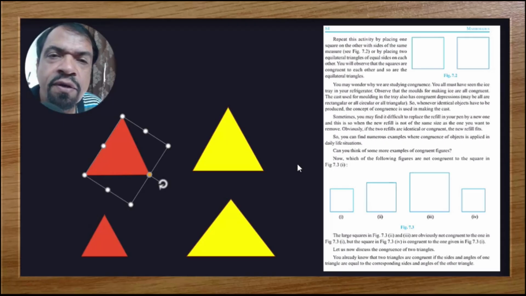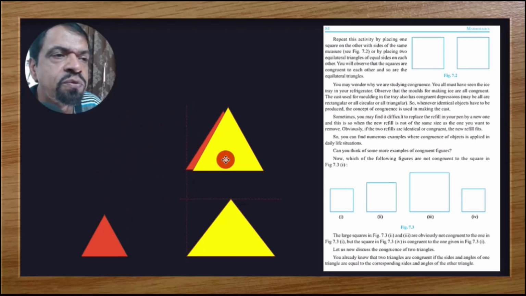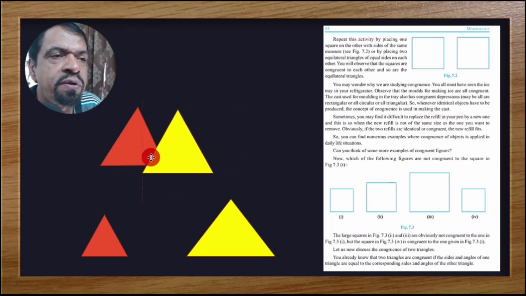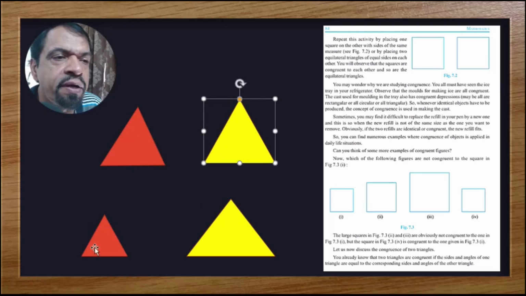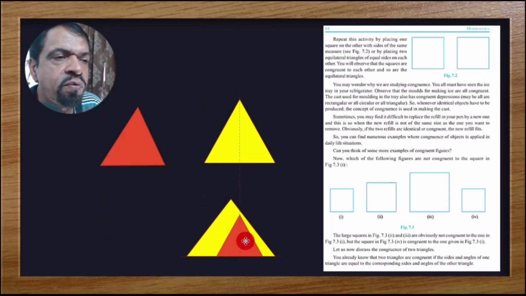The basics of congruency is that if any polygons overlap each other with sides, vertices, and angles, then they are congruent. For example, these two are congruent, see red and yellow, they are overlapping each other. But these two are not overlapping each other, so these are not congruent.